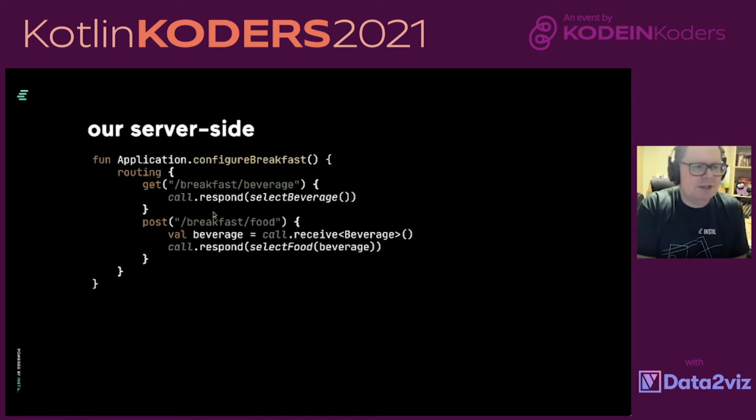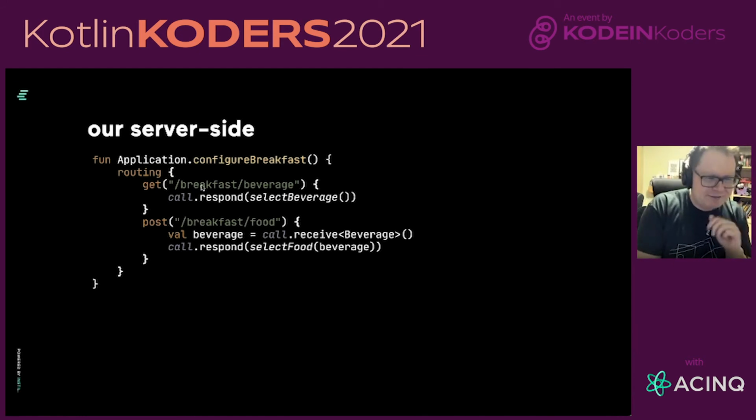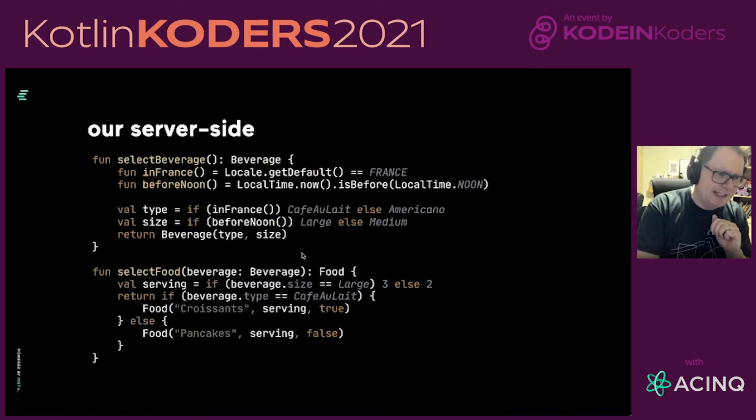So here's our server side. We're going to be using Ktor, of course, because it's a Kotlin conference. So we'll do some routing. So we'll say, okay, if a GET request comes to /breakfast/beverage, it calls select beverage. If a POST request comes to /breakfast/food, well, we're expecting the body of the request to contain the beverage, and then we'll call select food.